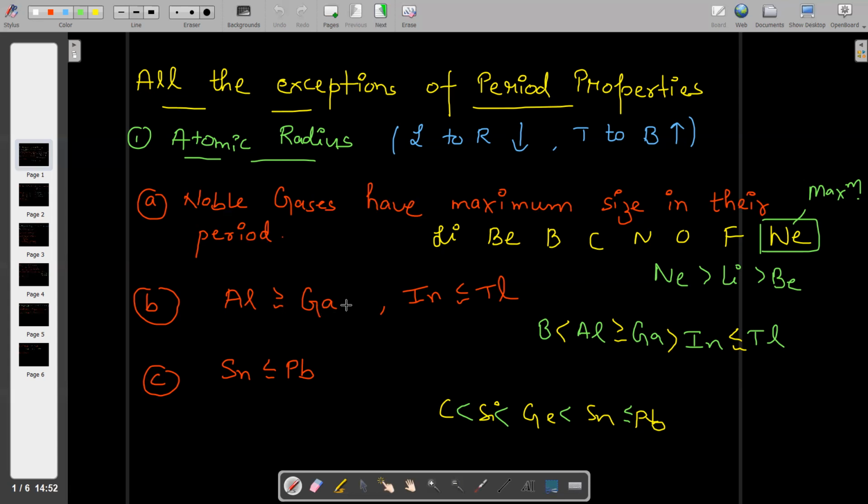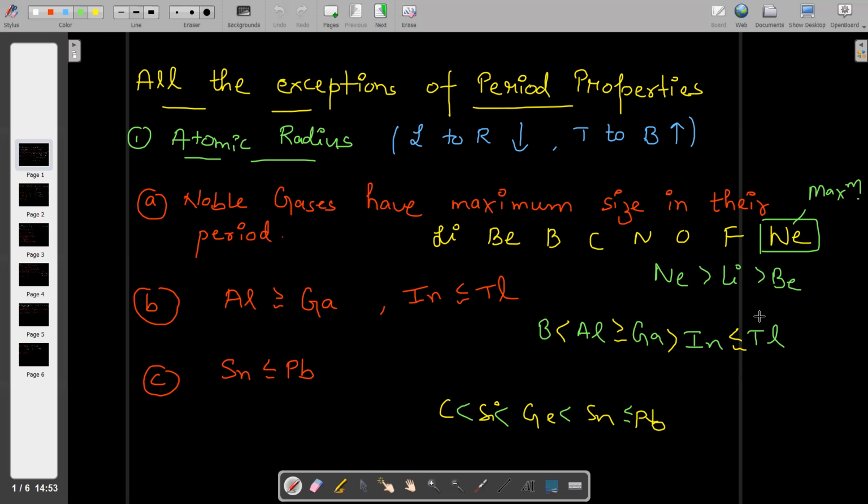Next very important exception is of 13 group, where you see that from top to bottom, it must increase. But in reality, size of aluminium is slightly more than gallium. Okay, they are approximately same. This word can also be used, but in reality, aluminium is slightly more than gallium. For indium and thallium, the size of thallium is still bigger than indium, but they are approximately same. Actually, the size increase which you are expecting will not be found over here.